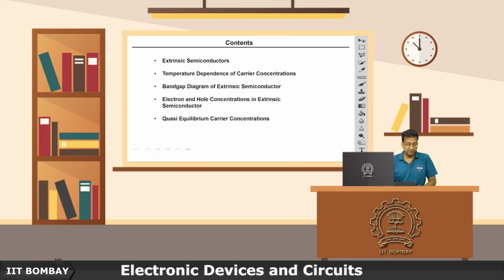So the content of these lectures: first, we will discuss briefly extrinsic semiconductors, of course we discussed them in lecture 2. Then we will talk about the temperature dependence of the carrier concentration, basically how the carrier concentration varies in a semiconductor. We will discuss the band gap diagrams, calculate the Fermi energy levels for extrinsic semiconductors, calculate the carrier concentration, and then talk about the quasi-equilibrium situation. What is that, and how does it affect the Fermi energy levels and the carrier concentration.